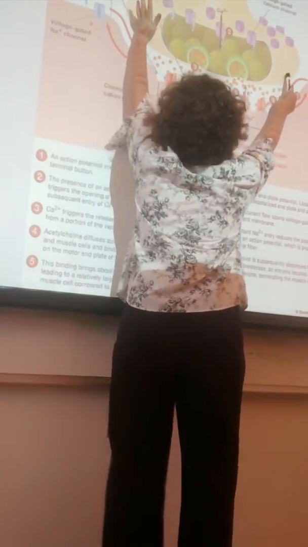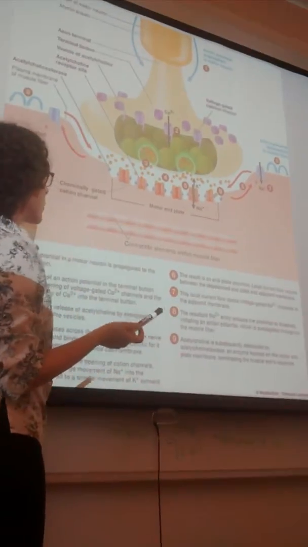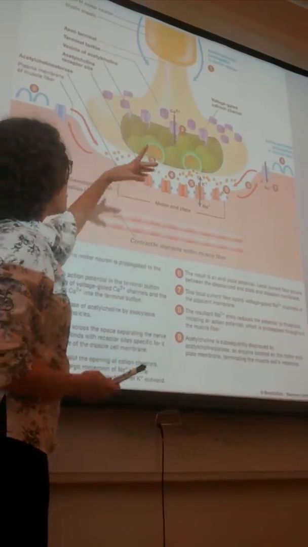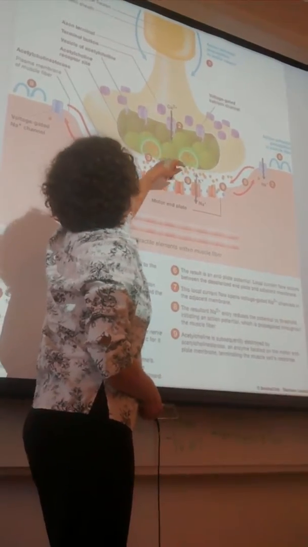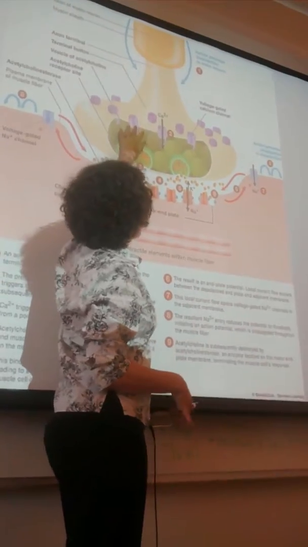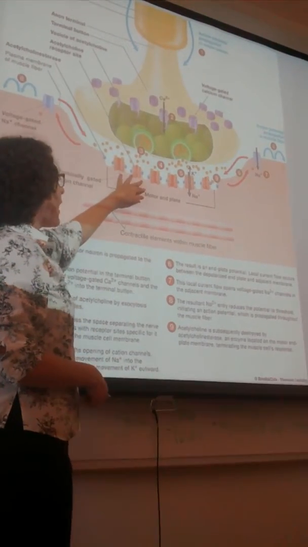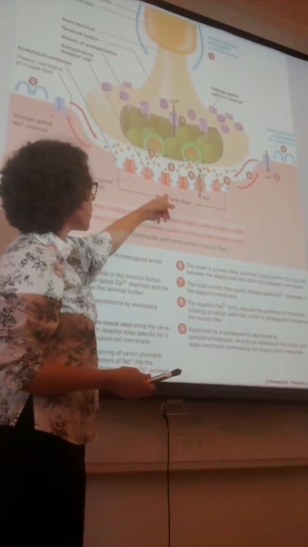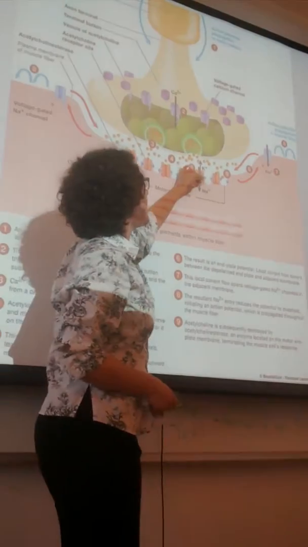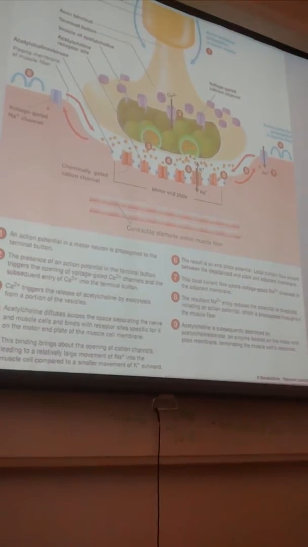Here's our terminal bouton. Here's our synaptic cleft. Here's the motor end plate of the skeletal muscle fiber. Here we're looking at the sarcomeres down here. Within the terminal bouton, we have the synaptic vesicles that house the neurotransmitter. We have voltage-gated calcium channels that are important for allowing exocytosis. On the motor end plate, we have the nicotinic receptors that, when they bind acetylcholine, open, allowing sodium in. They also allow a little bit of potassium out. That's why we see sodium in and potassium out, but the ratio is much, much more sodium coming in, so it's always excitatory.